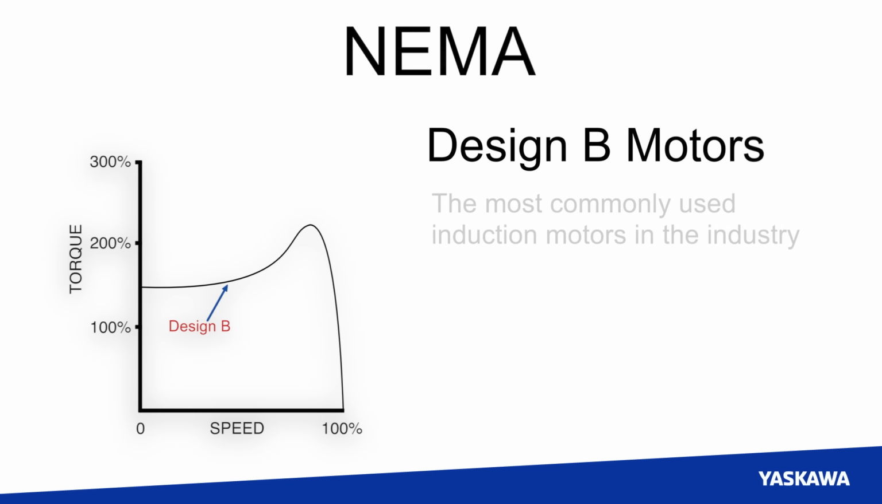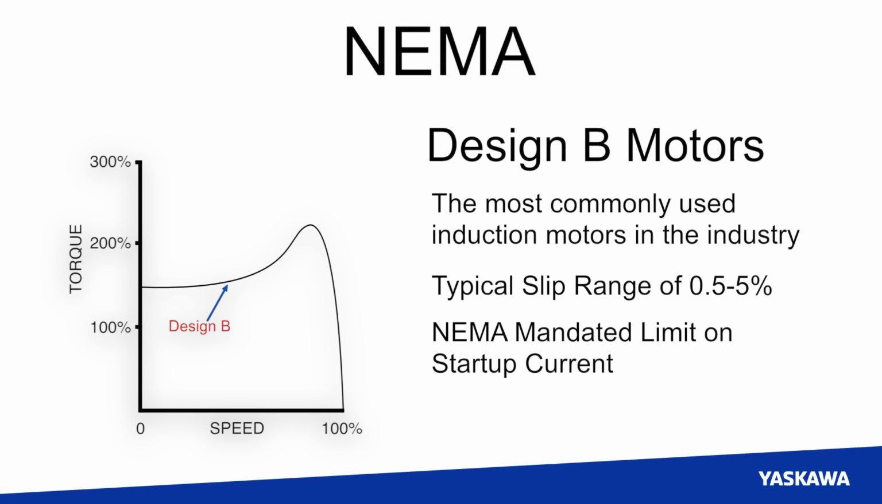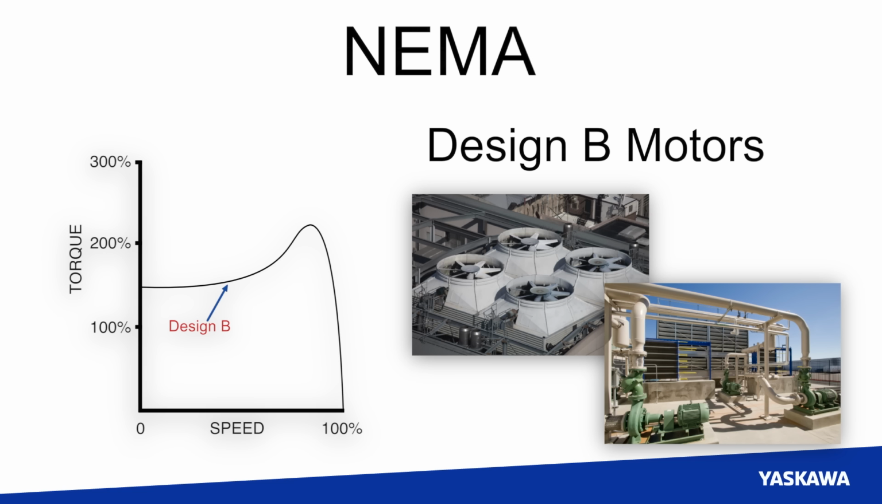NEMA Design B motors are the most commonly used induction motors in the industry. They have a maximum of 5% slip and speed-torque characteristics that are similar to Design A motors, but with a NEMA-mandated limit to their starting current. Because they can provide good pull-up torque, Design B motors are used in a wide variety of applications. Design B motors can also take impact or burst loads at full speed without stalling. Applications using NEMA Design A and B motors are best suited for drives, a topic that will be covered more in our next installment with Drive Basics.